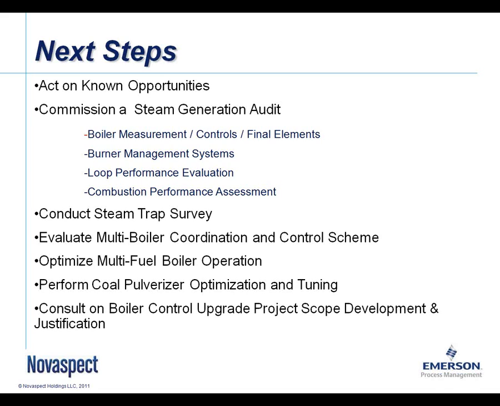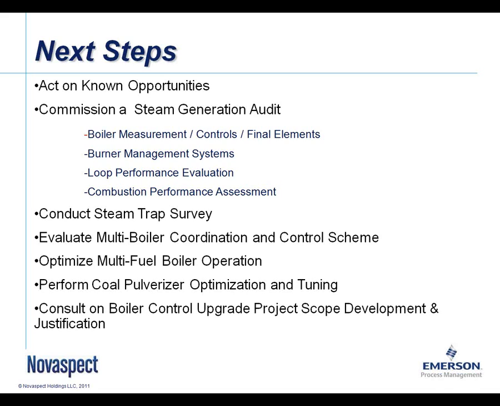So, commissioning a steam generation audit, where we may look at the measurements, the control, and the final control elements. Maybe we need to review the burner management and the safety systems on the boiler. Maybe we need to evaluate the loop performance to determine whether or not there really are problems with measurements or final control elements. Also, we may need to assess the combustion performance.